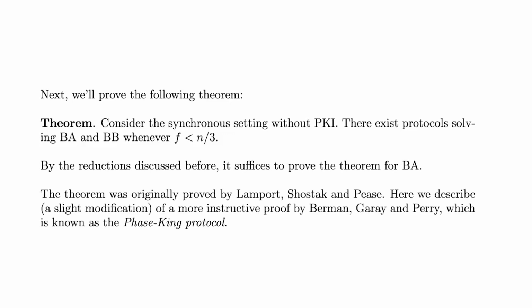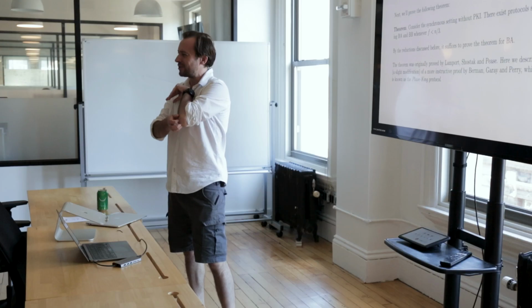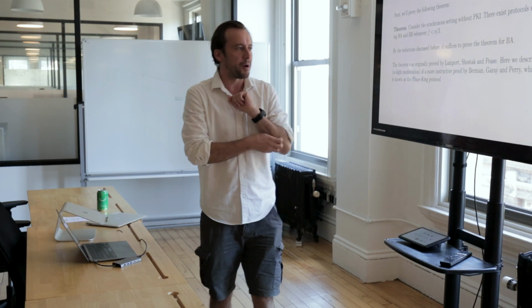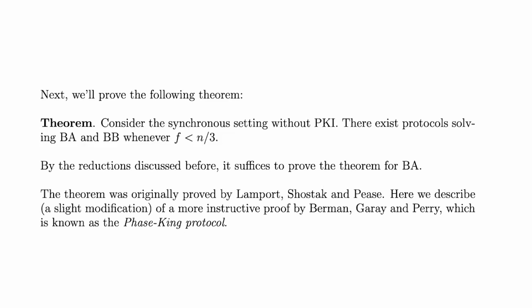Okay, so again, it suffices to prove the theorem for Byzantine agreement. That'll give us the result for Byzantine broadcast. The theorem was originally proved by Lamport, Shostak, and Pease, but I don't think that initial proof is that informative. So what I'm going to do instead is give a more instructive proof by Berman, Garay, and Perry, or a slight adjustment of that, which is known as the phase king protocol.